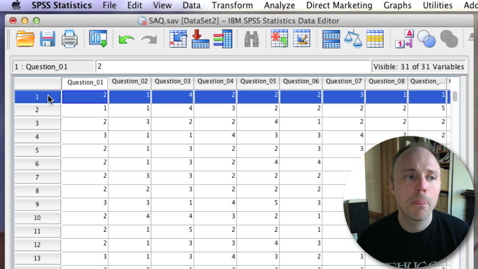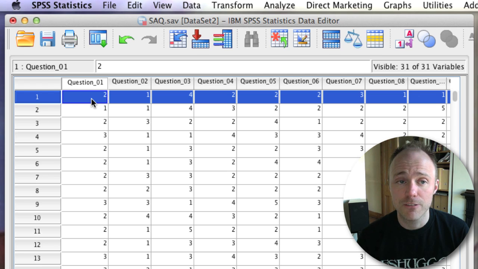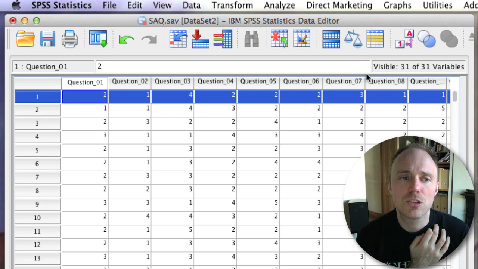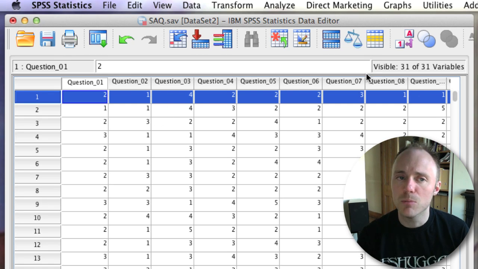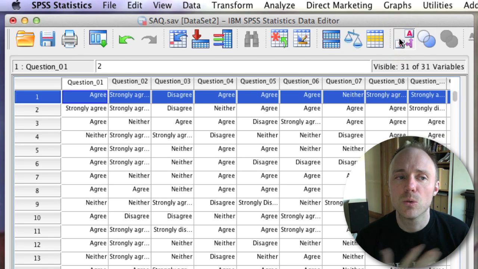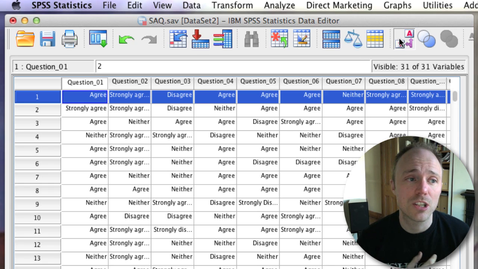So row 1, our first participant, gave a 2 on question 1, a 1 on question 2, a 4 on question 3, and so on and so forth. Each of these questions was answered out of 5, and it was a Likert type scale, with numbers representing agree, disagree. So you can see for each participant we've put in numbers representing their answer on the scale, but I've set up the variables in such a way that we've given labels to those numbers. If I toggle the value labels, you'll see that all those numbers change to the response on the questionnaire.